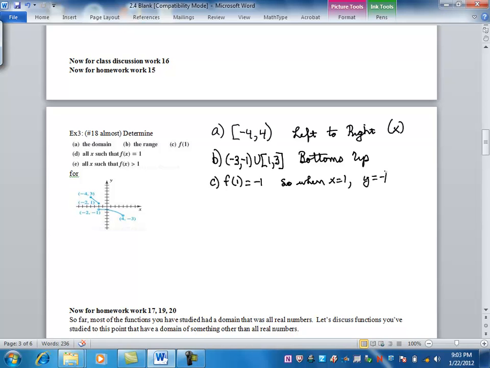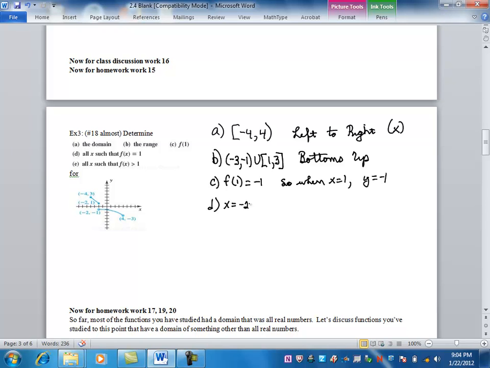And here if we look at part D, D says find all x such that f of x equals 1. Well, let's look at this, folks. Here's y equals 1. The only x value it looks like that causes y to equal 1 is x equals -2.